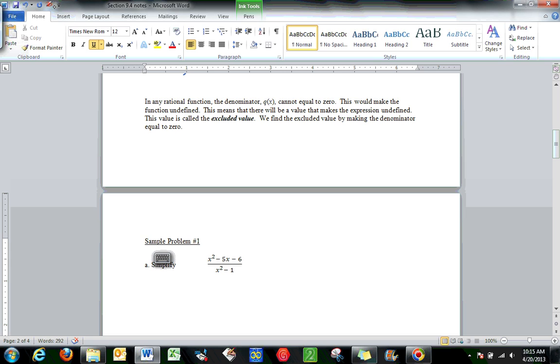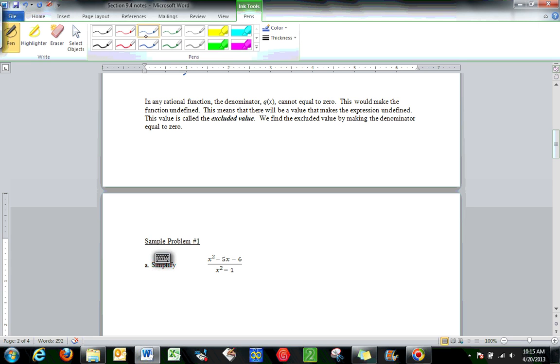In the last video we learned that we can simplify rational expressions. Now, one of the important parts about rational expressions is the fact that we're going to have one expression in the numerator and one expression in the denominator. In order for a rational expression to be valid, it cannot have a denominator of 0. So whatever the expression in the denominator is, it cannot equal 0.